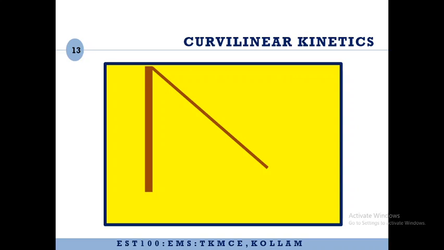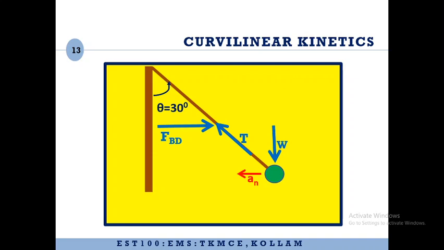Now let us consider the free body diagram of the ball. The various forces acting on the ball are, first, its weight acting vertically downward, then the tension acting along the string. There is a force FBD acting in the horizontal direction. In addition, it is undergoing uniform circular motion. Therefore the acceleration will be in the centripetal direction, and the inertial force will be acting opposite to that.